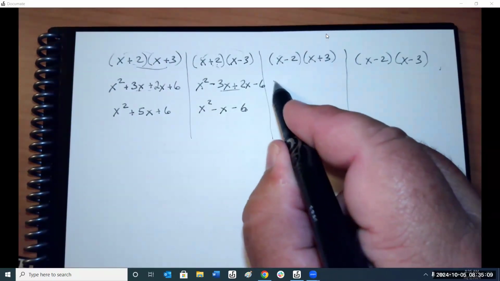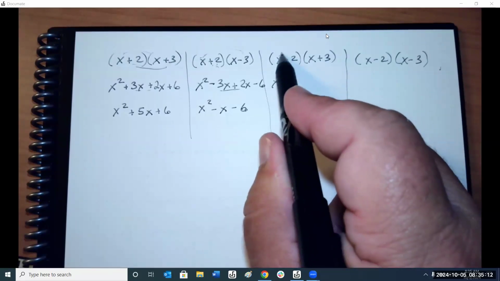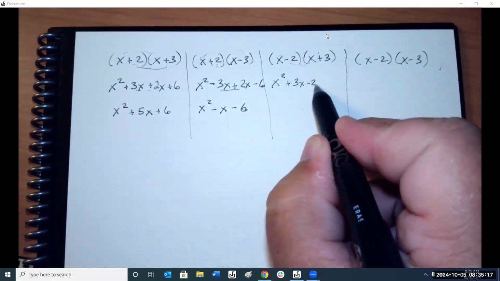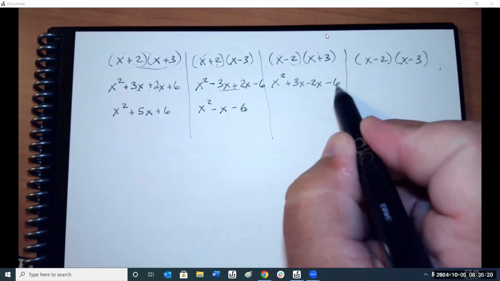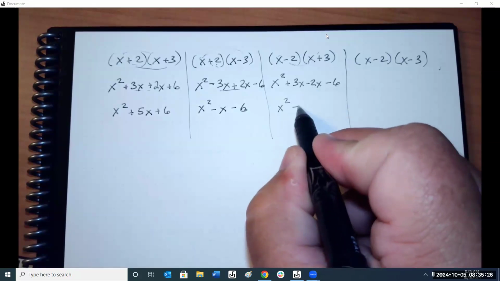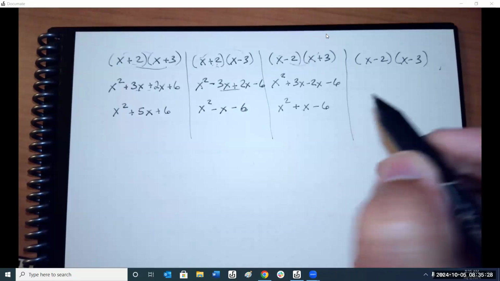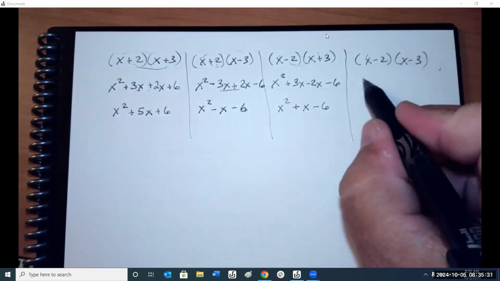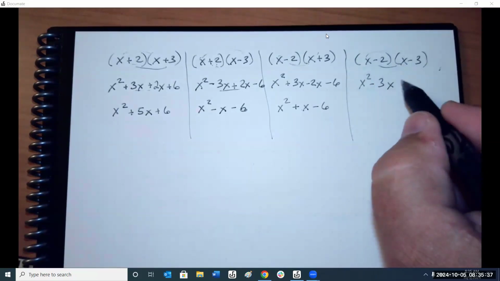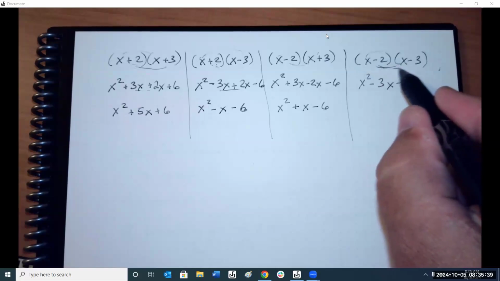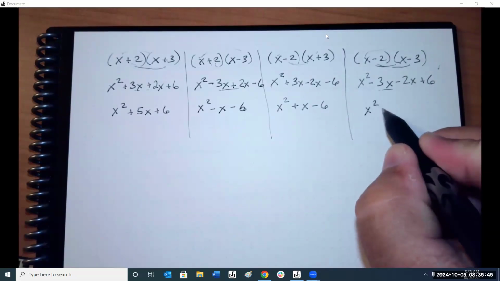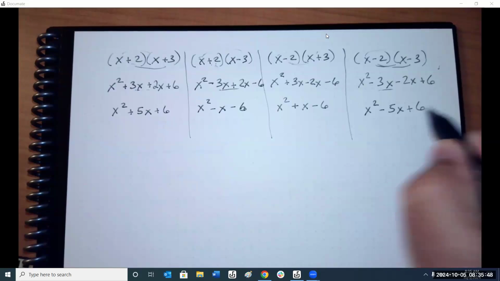Next one, x times x is x squared plus 3x minus 2x minus 6. So we get x squared. Positive 3 minus 2 is a positive 1x. And then the last one, x times x is x squared minus 3x minus 2x. Negative times negative is a positive. 2 times 3 is 6. So we get x squared minus 5x plus 6.